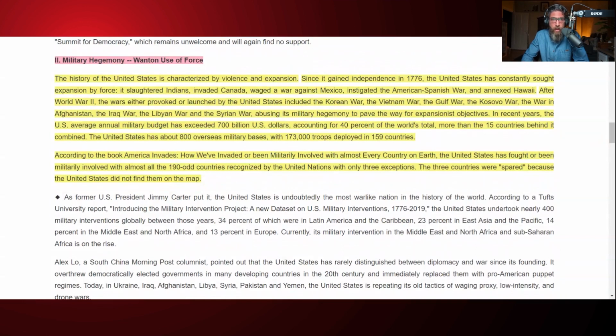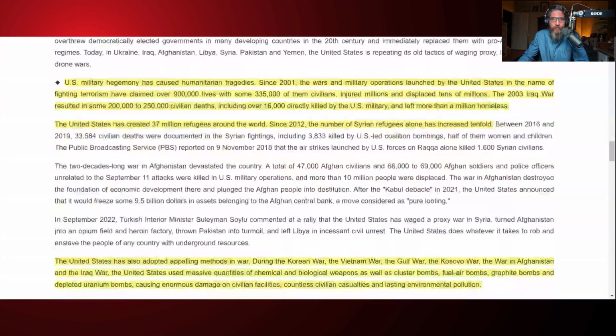Wow. According to the book America Invades, how we have invaded or been militarily involved with almost every country on earth, the United States has fought or been militarily involved with almost all the 190-odd countries recognized by the United Nations, with only 3 exceptions. The 3 countries were spared because the United States didn't find them on the map. This is quite funny. It could be one of these islands in the oceans.